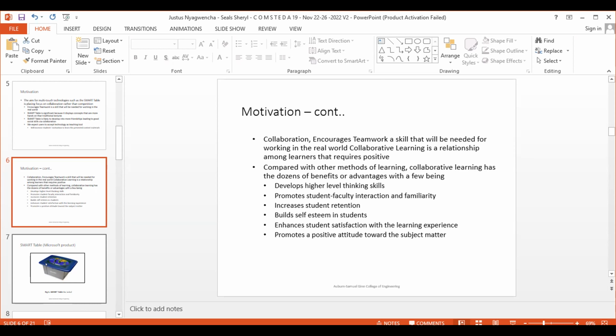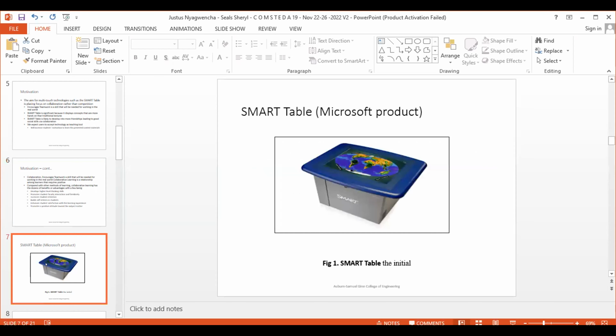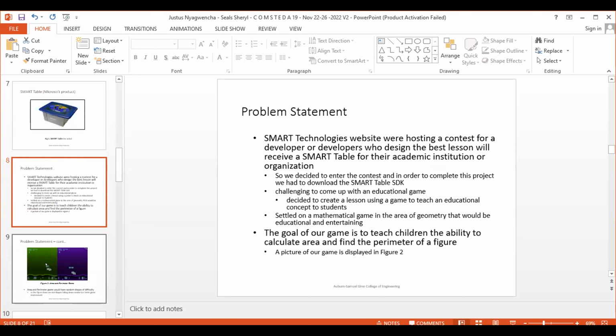And we thought that if we had to own the smart table, it could be one of our tools that we'll be able to use to teach that idea. So this is the initial smart table that we're looking at. The problem statement was that SMART Technologies, who were hosting that contest, wanted us to develop an idea, a programming idea, to teach kids some science concept. So we had to find out a smart table.